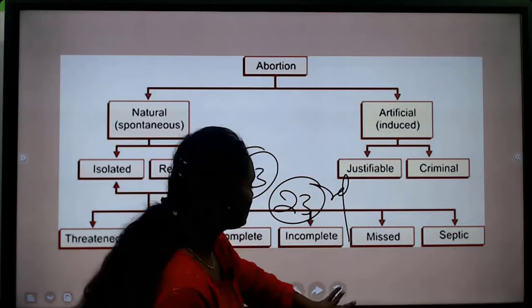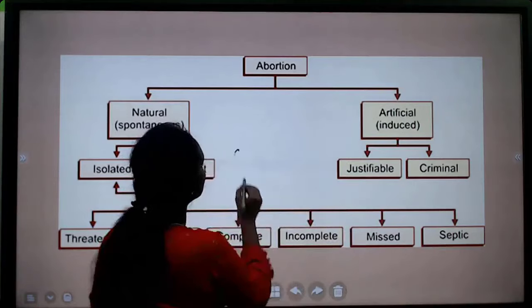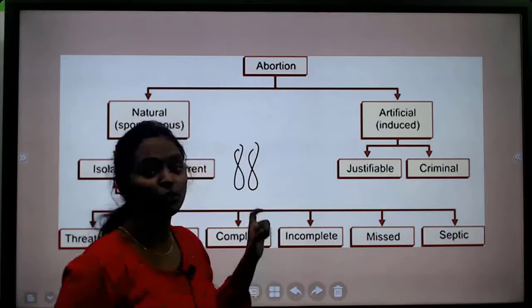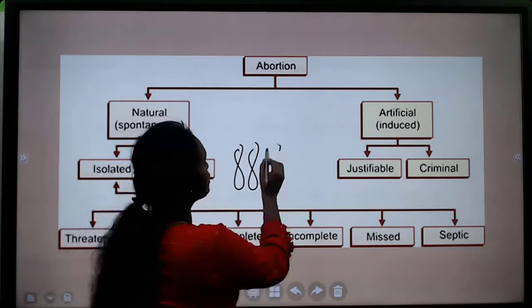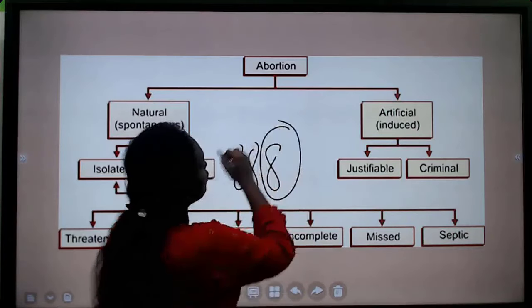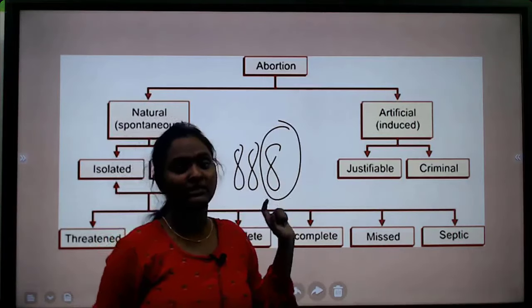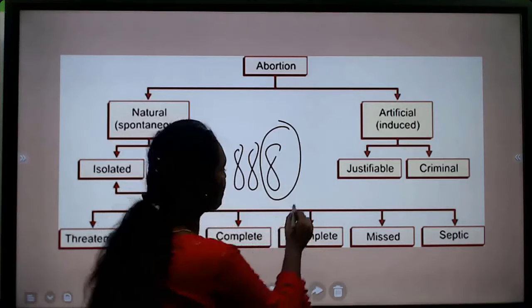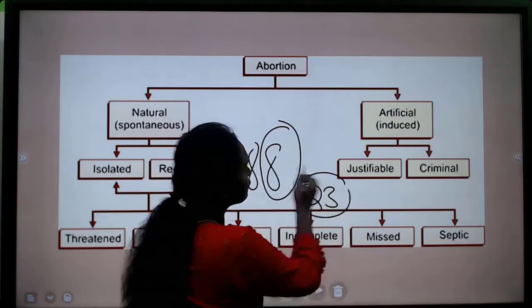First one is trisomy. Trisomy means what? Usually a set of chromosomes has two, a pair, right? But in trisomy, an extra chromosome is added to the particular set of chromosomes. How many pairs are there? Totally 23 pairs of chromosomes.